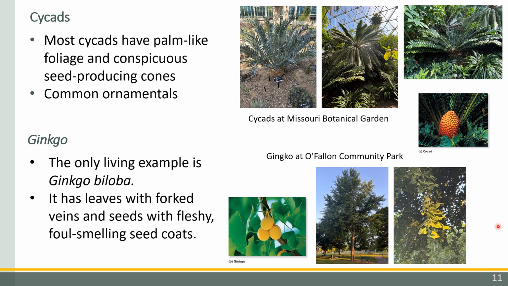and that is the ginkgo biloba. The ginkgo biloba used to be much more diverse. During the age of the dinosaurs, they were much more diverse, but are now nearly extinct in the wild. Most of the ginkgo biloba that we find are going to be planted as ornamentals. They're very popular along city streets because they have these really big fan-shaped bright green leaves, and they're very hardy. They're cold tolerant, heat tolerant, pollution tolerant. But there's only this one type left.